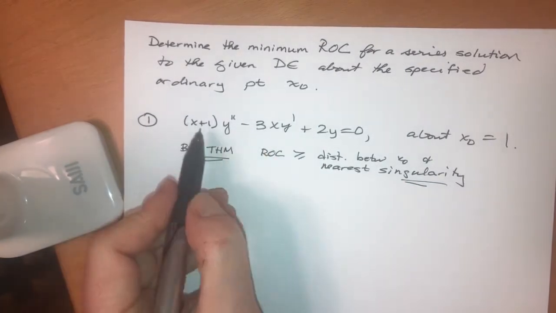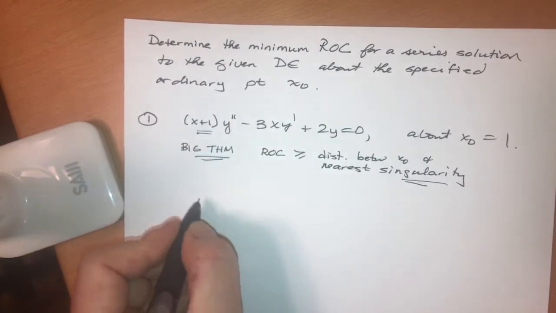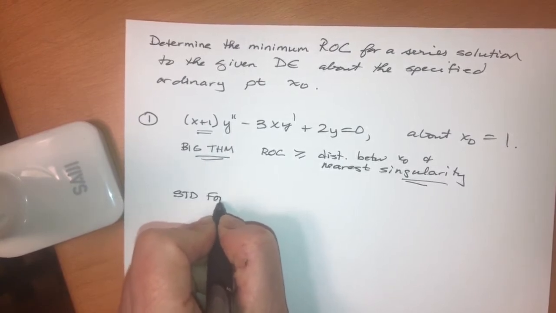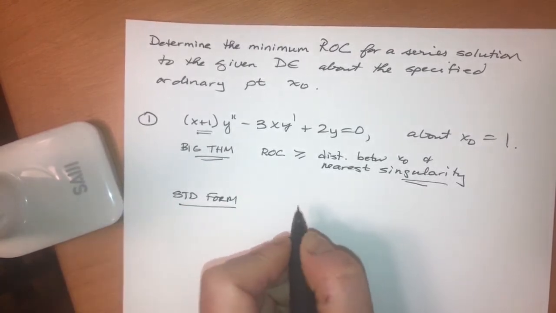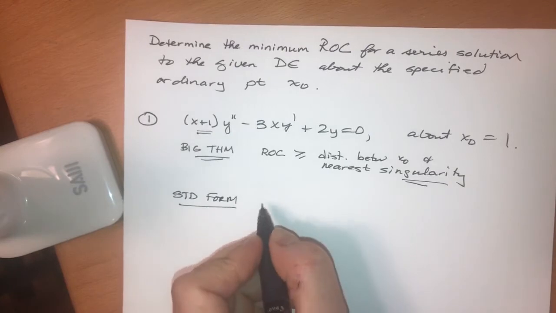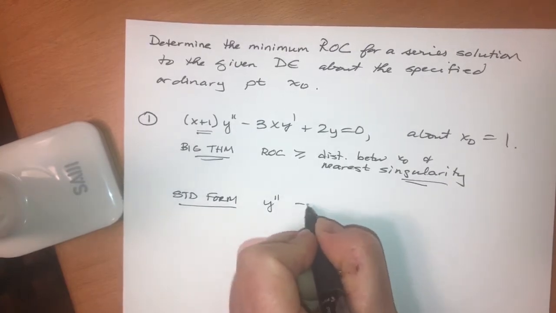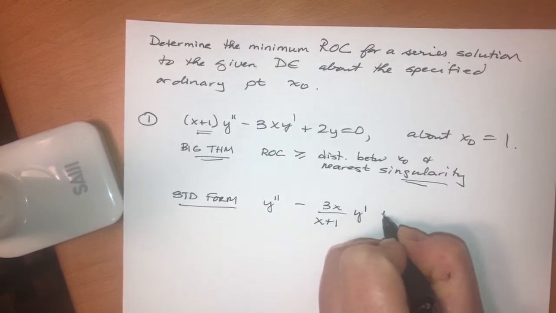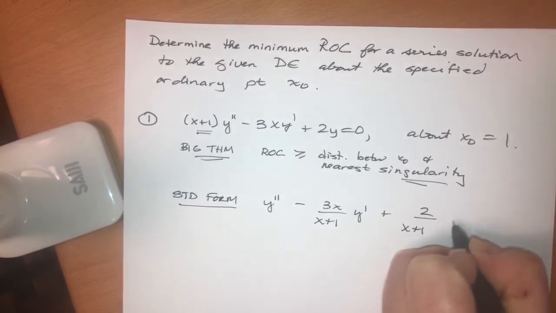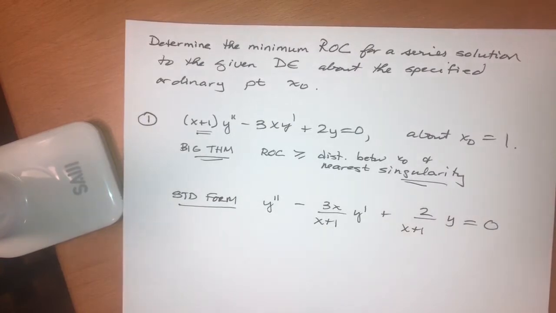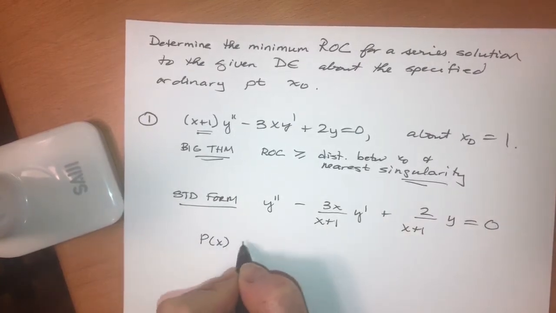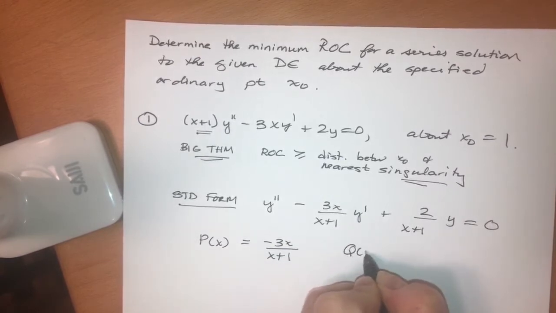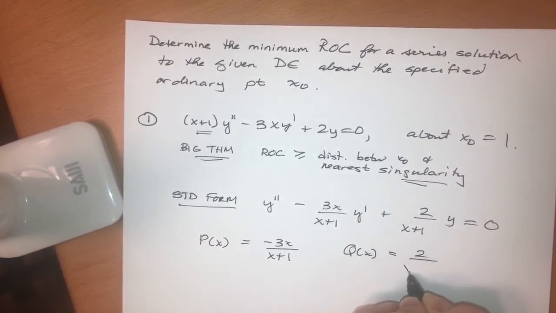So standard form means I'll divide through by that front coefficient there on the y double prime. When in doubt, you can get partial credit by putting your equation in standard form. So this would be y double prime minus 3x over x plus 1 y prime plus 2 over x plus 1 y equals 0. So your p of x function here is minus 3x over x plus 1, and your q of x is 2 over x plus 1.